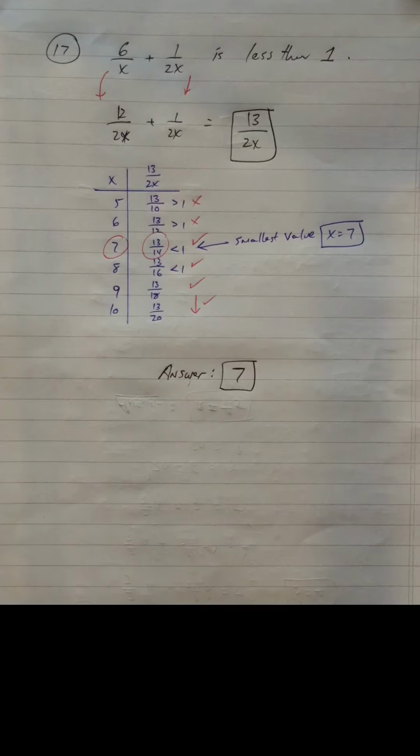So starting with the smallest value, x equals 7, and then going beyond that, I'll always create fractions for this original expression that are less than 1. The correct answer is 7.